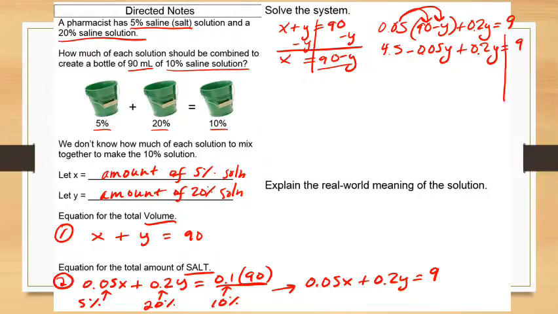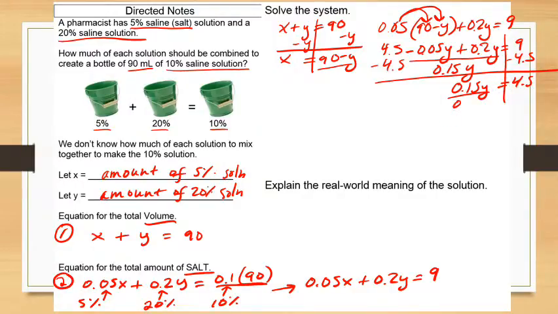And again, now I have more terms that I can combine. So I'm going to combine these two right here, the negative 5/100 plus 2/10 Y. That's going to give me 15/100 Y. And then I'm going to subtract 4.5 from each side so I can combine those like terms. So now I'm left with 15/100 Y equals 4.5. And when I divide both sides by 15/100, I have that Y equals 30.